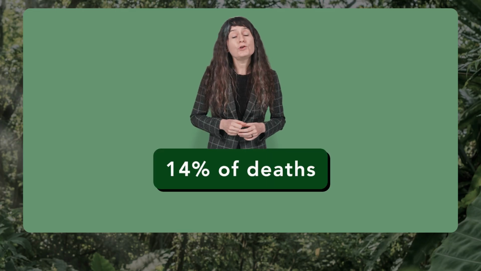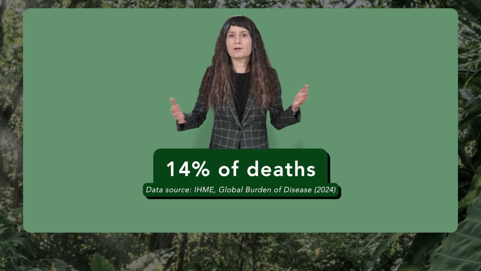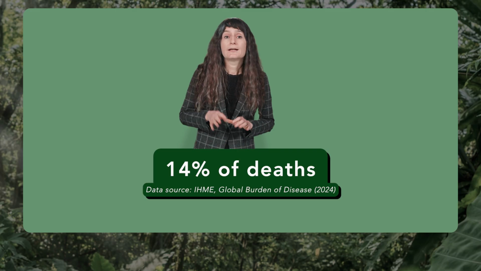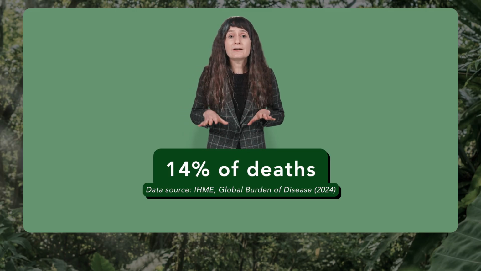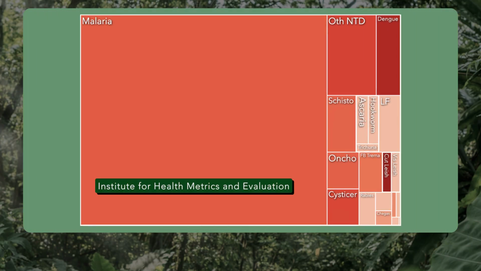Remember that each year, about 14% of all human deaths globally are due to infectious disease, caused when people are infected by viral, bacterial, protozoal, or metazoan parasites. These diseases mostly affect very poor people. You'll also remember that the Institute for Health Metrics and Evaluation tallies up the burden of these diseases every year.